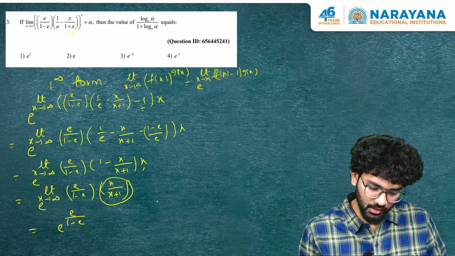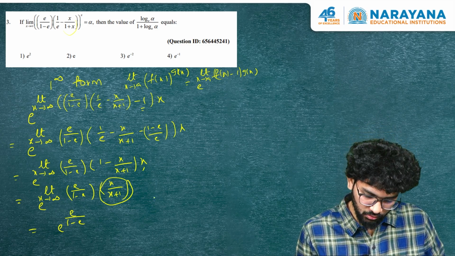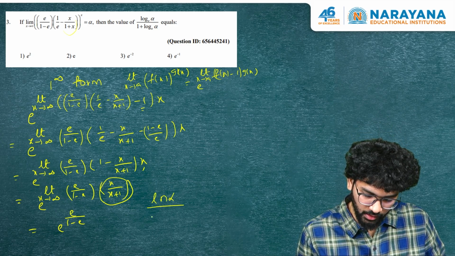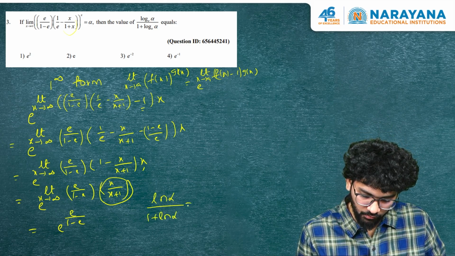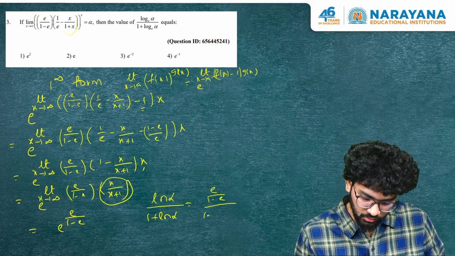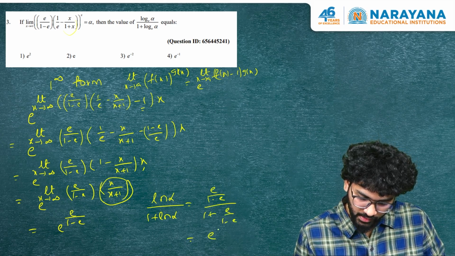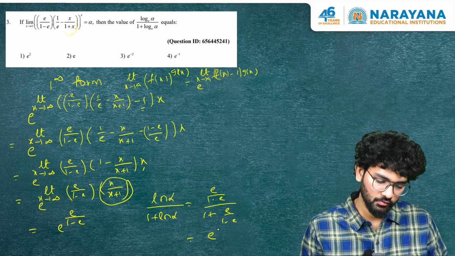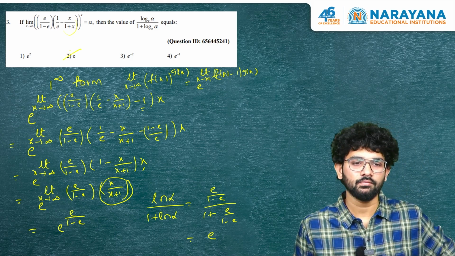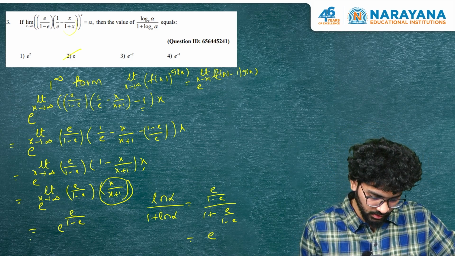Now he is asking the value of ln alpha by 1 plus ln alpha. So ln alpha will be e by 1 minus e. So 1 plus e by 1 minus e gives what we are getting as e. So the answer will be e. This is the 1 power infinity form. So next question.